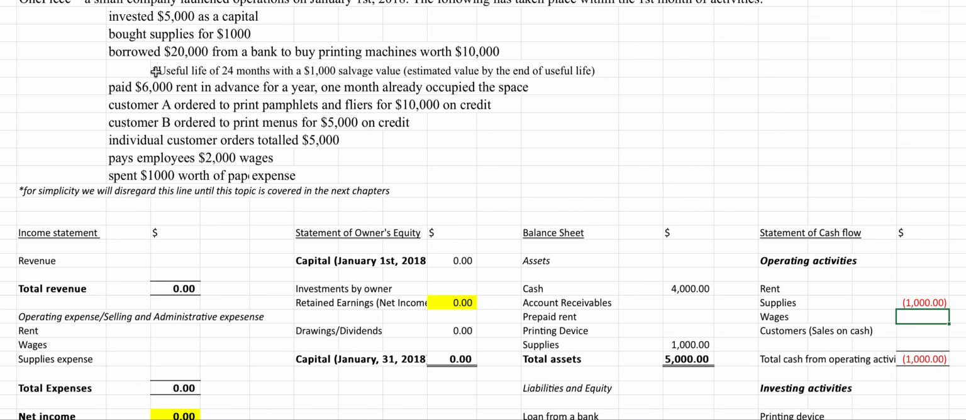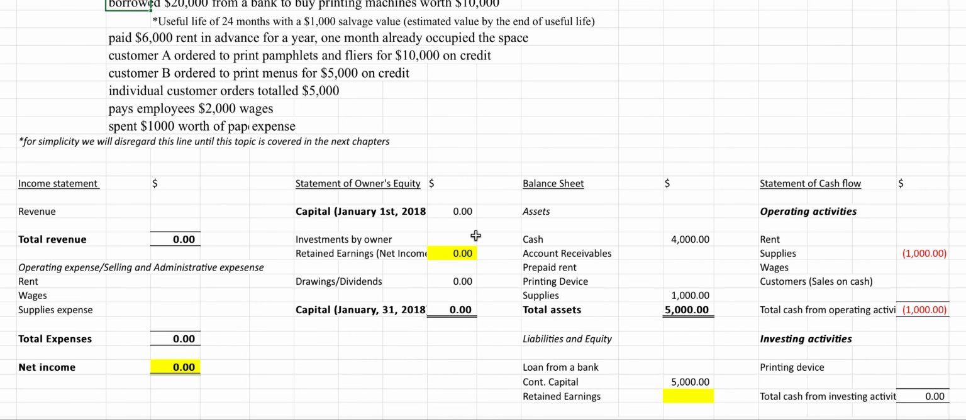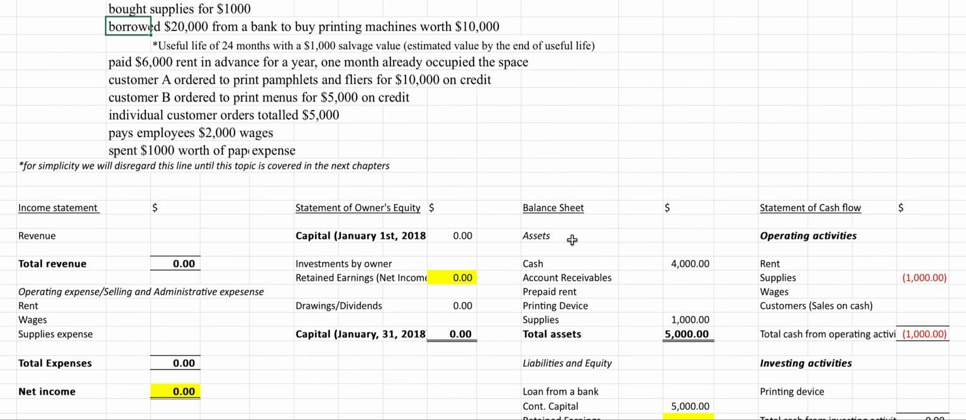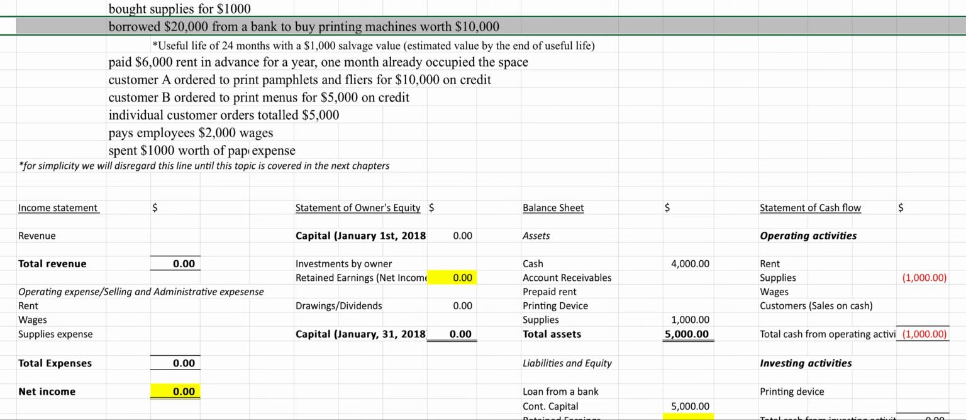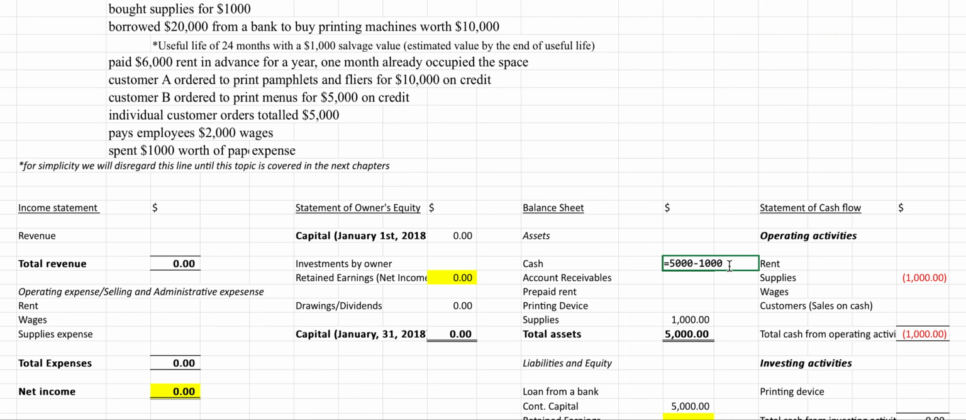Moving on to the third transaction, we have borrowed 20,000 from a bank to buy a printing machine worth 10,000. Here in this line, we can see that there are actually two transactions taking place. One is we borrowed money from a bank, $20,000. If we borrow money, that's an inflow of cash, so the cash in the asset section will increase by $20,000.